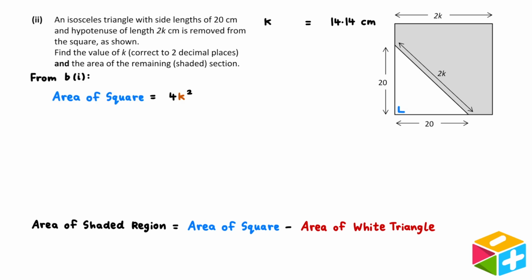In the previous part of the question, we found an expression for the area of the square. The area of the square was equal to 4k squared. Well, we've now found k, it's 14.14, so if we sub this in, we can find the area of our square.